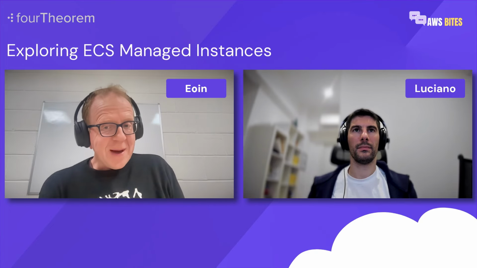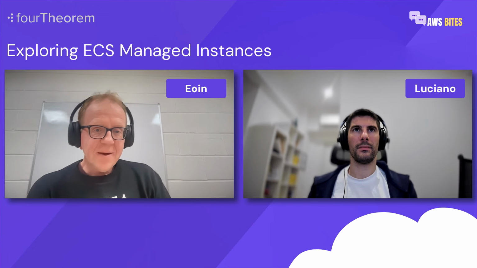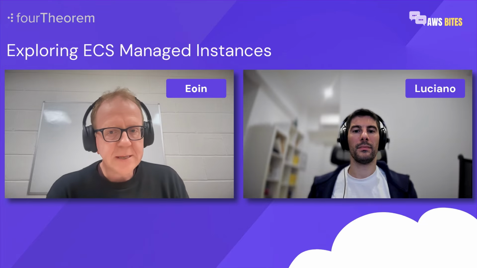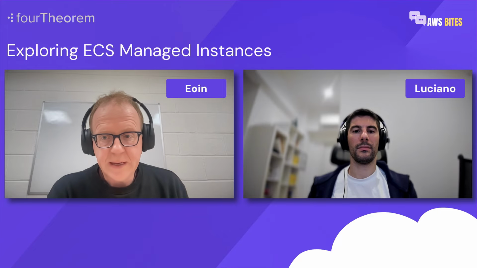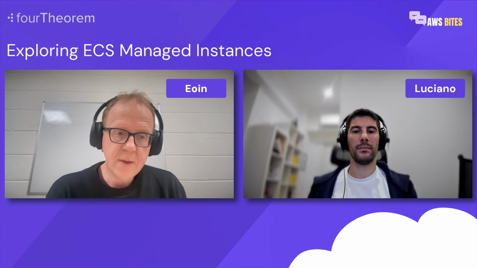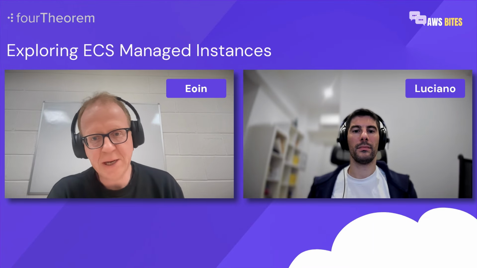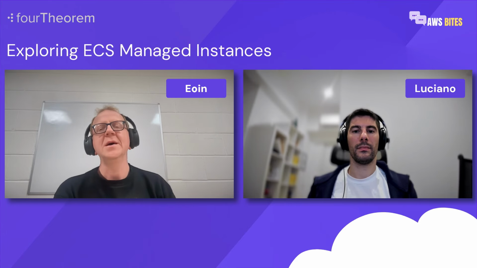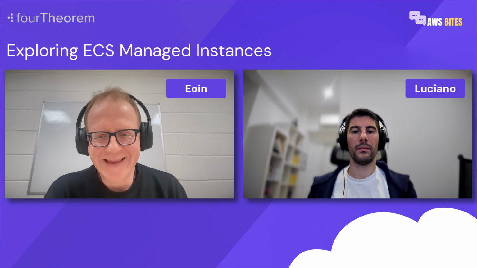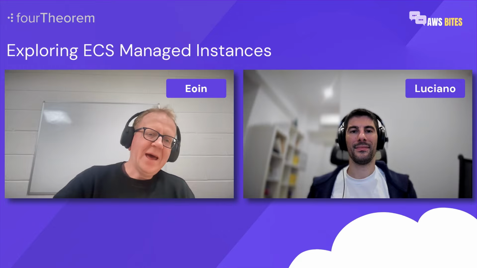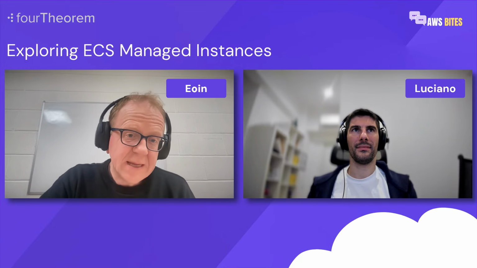There is one more bit of bad news. At least as of today, ECS MI does not support spot instances. Now, with ECS on EC2 and ECS on Fargate, you have a spot option. With ECS MI, right now, you don't. So that's a pity, especially since we thought we'd be able to use this to get really, really cheap infrastructure. But that's not really the case. That's the key caveat, right?